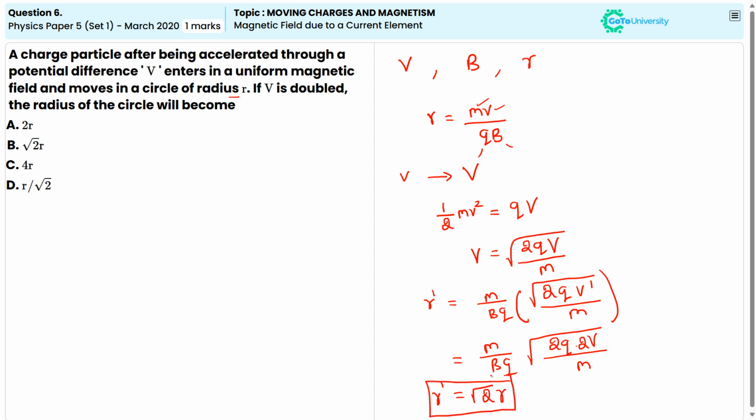So from this we can say that if the potential difference is doubled, the radius of the circular path will be root 2 times the radius. So the answer is option B, root 2 times the radius, root 2 r.